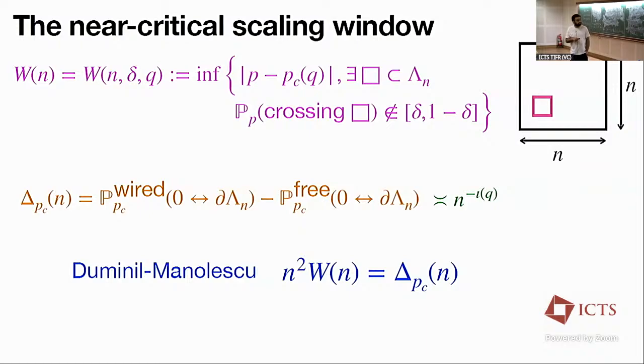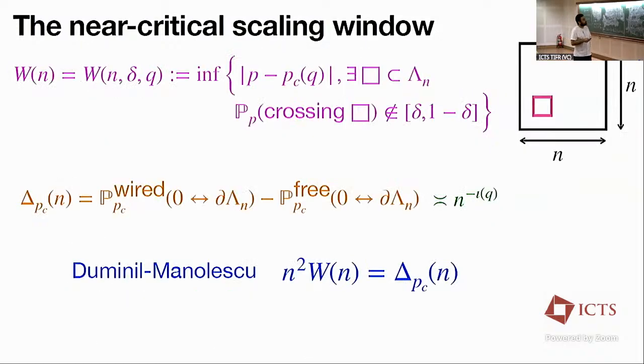And then there's a lot of stuff in the paper. One of the beautiful relations which is proven there is something called the scaling relation, that n squared W of n is asymptotically equal to delta of P. So basically your mixing rate, at criticality, the probability to connect is connected to how much you can deviate off criticality. So this is really a deep statement. Okay, so this is interesting.